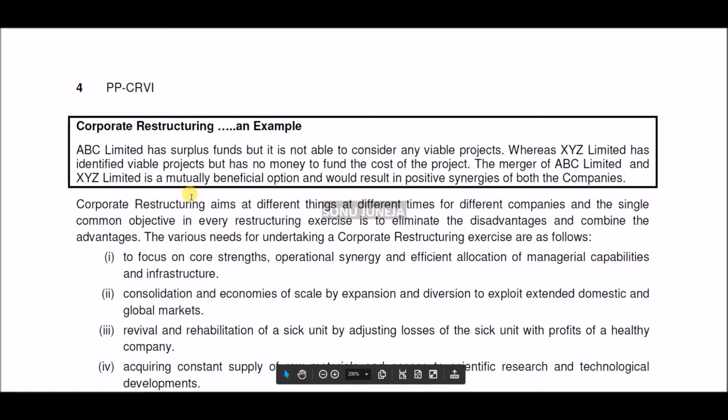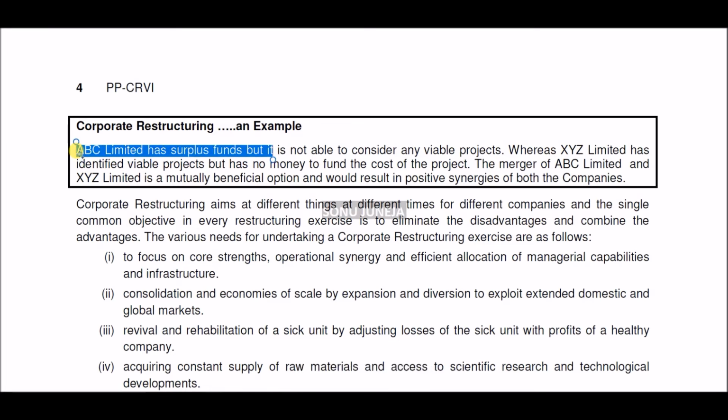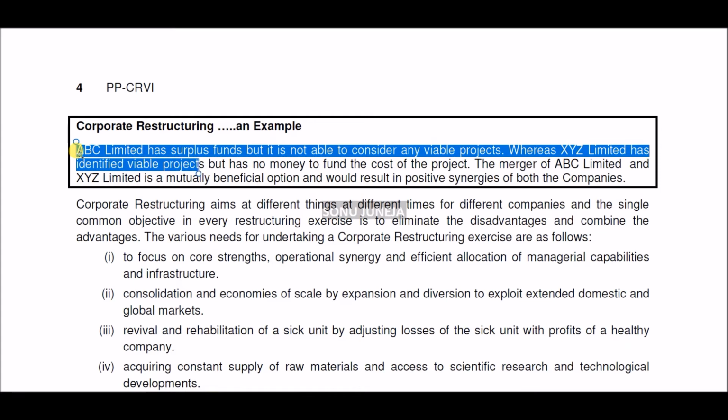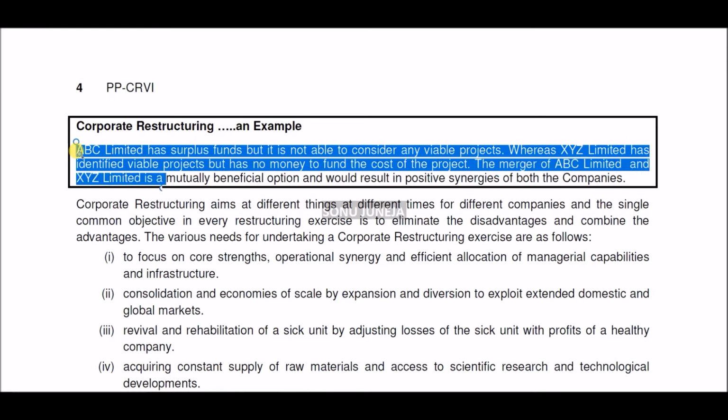Now, there's an example constructed here. ABC Limited has a surplus fund but is not able to consider any viable projects, whereas XYZ Limited has identified a viable project but has no money. So, you merge these two companies and the benefit will result in positive synergies of both companies.